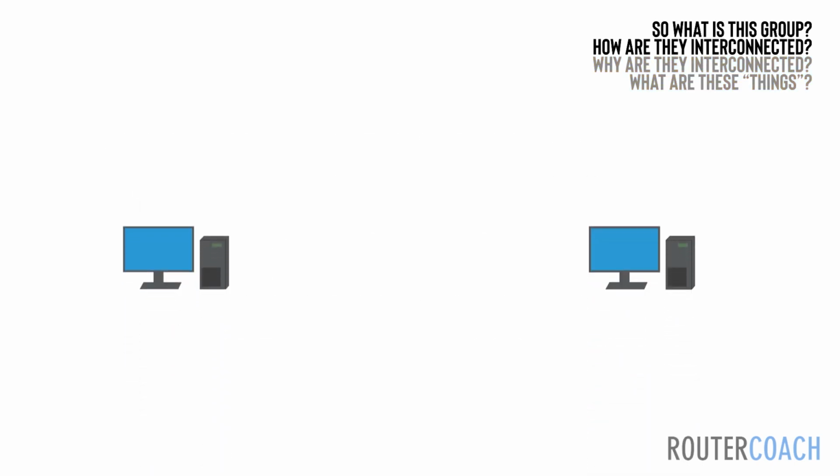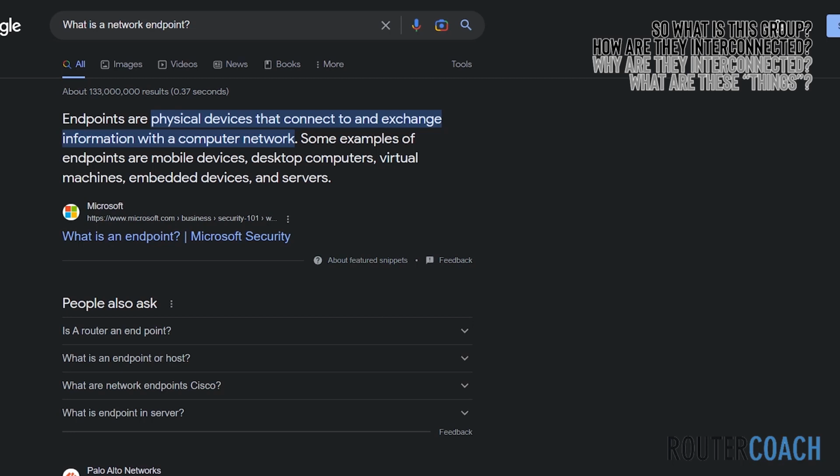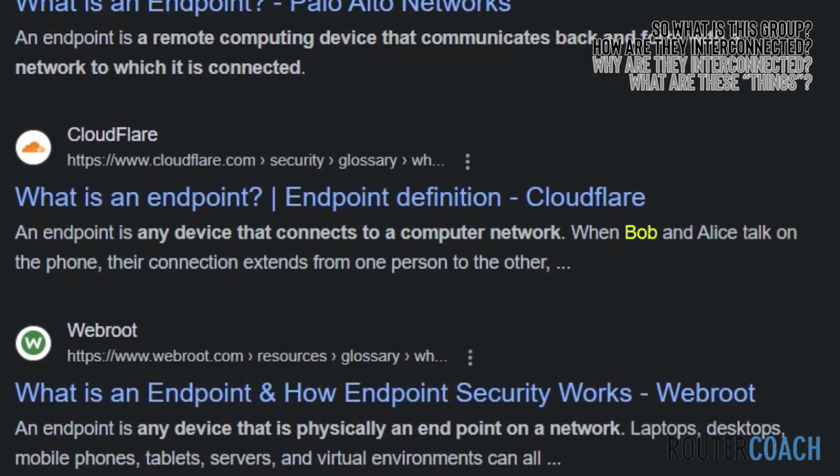We have two users, Bob on the right. Have you noticed that it's always Bob as one of the PCs, and Lucy on the left? These two devices are endpoint devices, but as they are not interconnected, then we can't say that they form a network. But as soon as we connect a cable between them, then these two endpoints form a network. What is a network endpoint? There's Bob again. Endpoints are devices that allow users to access network resources such as applications, data, and services.